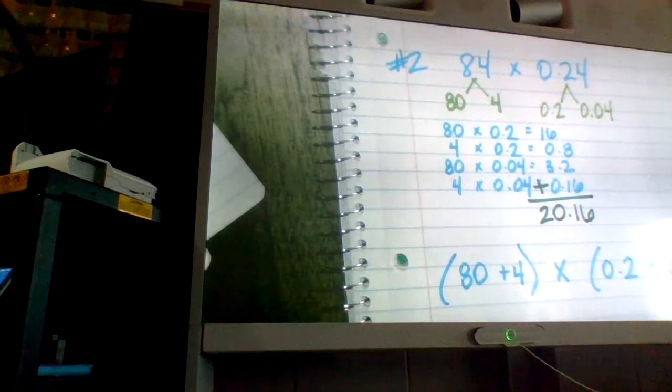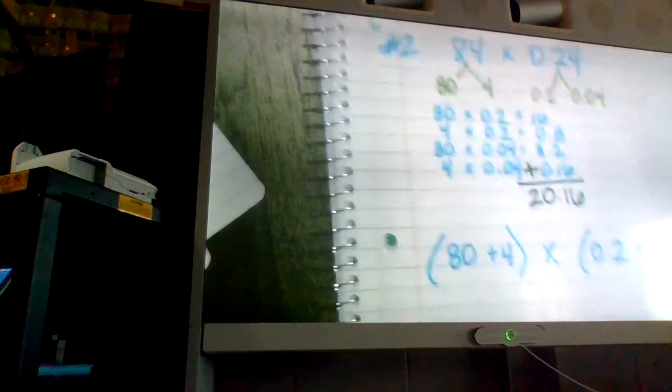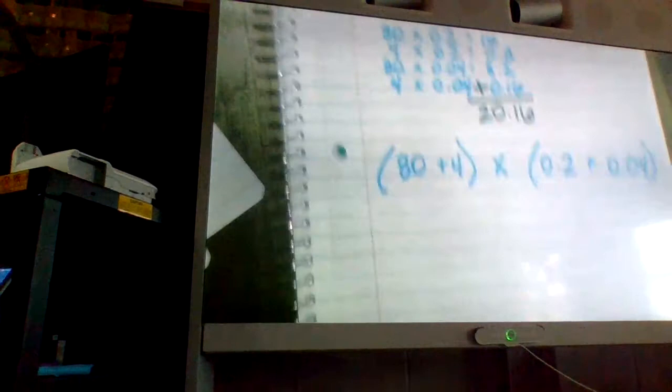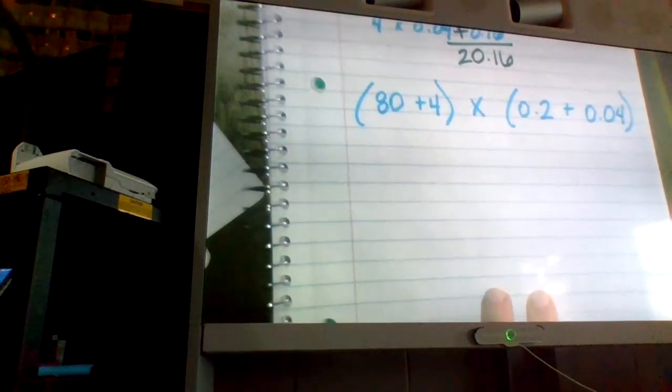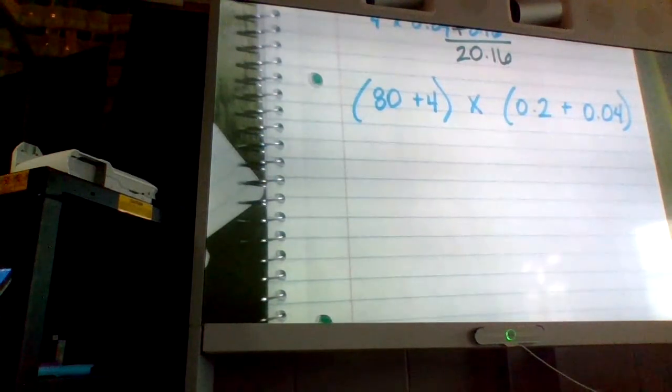The reason why I have my more proficient advanced learners setting up this problem using the distributive property is because in middle school math, you'll be doing a lot of work using parentheses, expanded form. So I want to get you used to how that looks now.